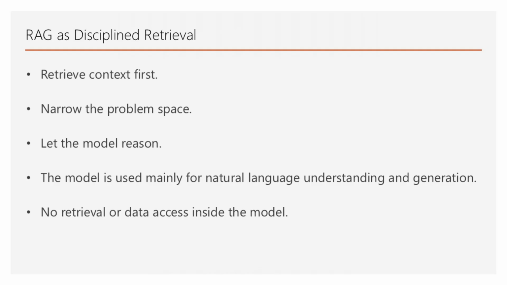In a RAG setup, the LLM is primarily used for its natural language capabilities, such as understanding the question, reasoning over the provided context, and generating a coherent response. It is not used as a search engine, and it does not fetch data by itself. All data access and retrieval happen outside the model. The model's role is deliberately constrained, which is exactly what makes RAG systems more predictable, controllable, and trustworthy.